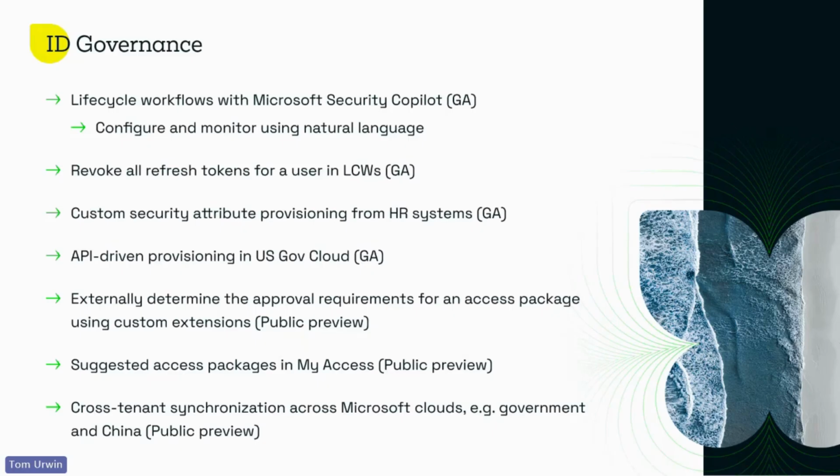Custom security attribute provisioning from HR has now gone GA. These attributes are typically for containing sensitive data, so not everybody who has access to Entra or a user profile can see them. You need a specific Entra role. They can be used for other things downstream, but previously they would have to be populated another way. Now we can actually configure that from our HR system.